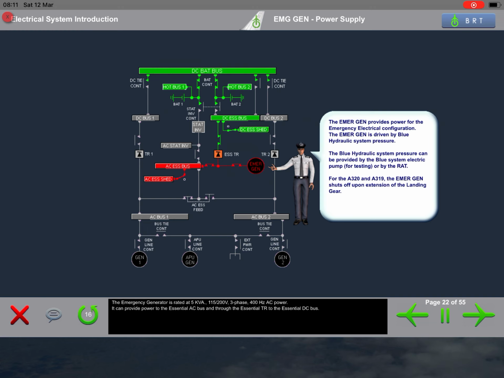The emergency generator is rated at 5 kVA, 115/200 volt, 3-phase, 400 Hz AC power. It can provide power to the essential AC bus and through the essential TR to the essential DC bus.